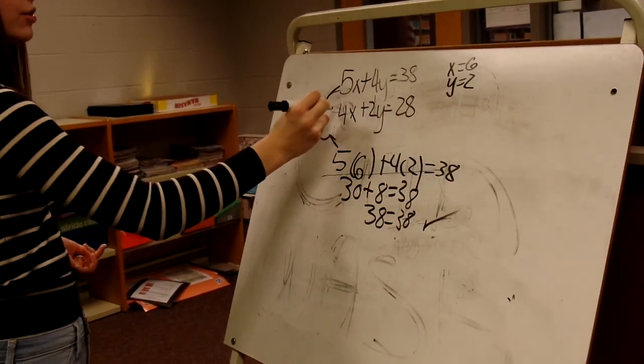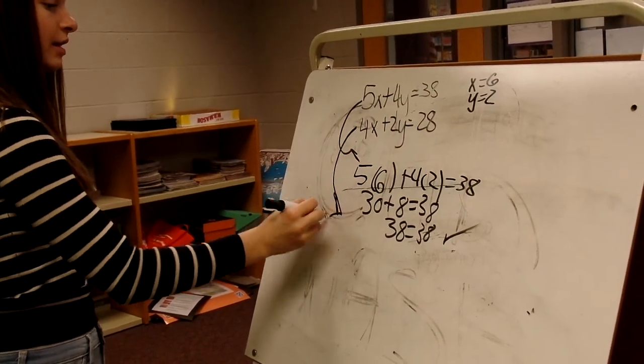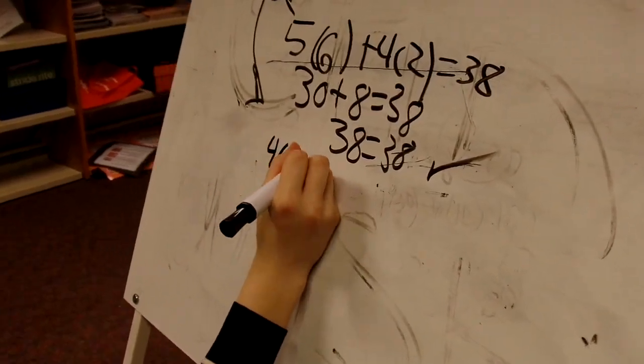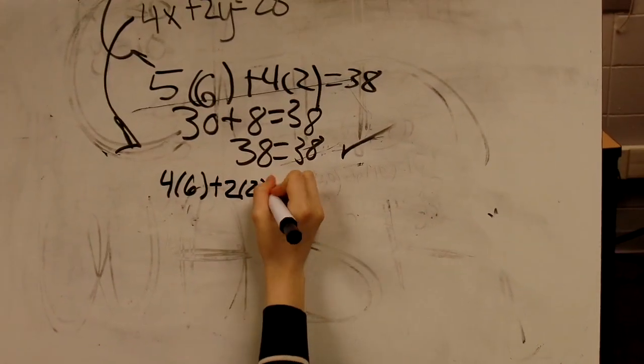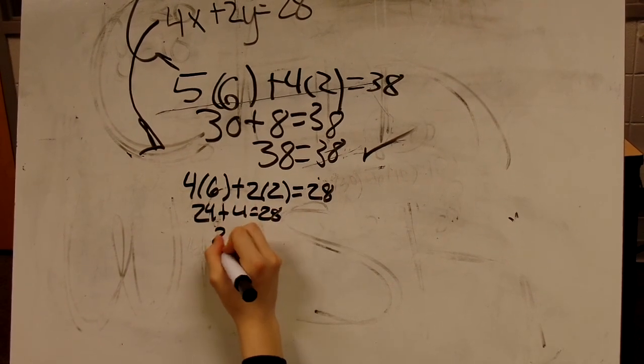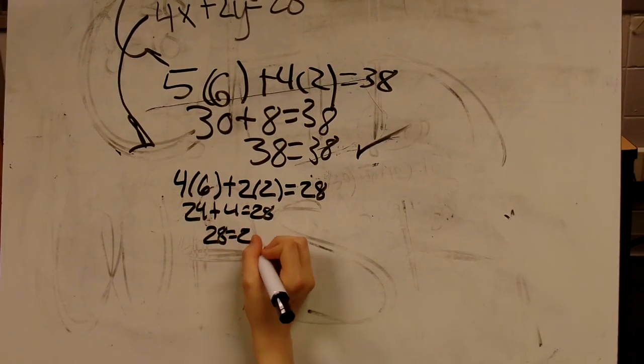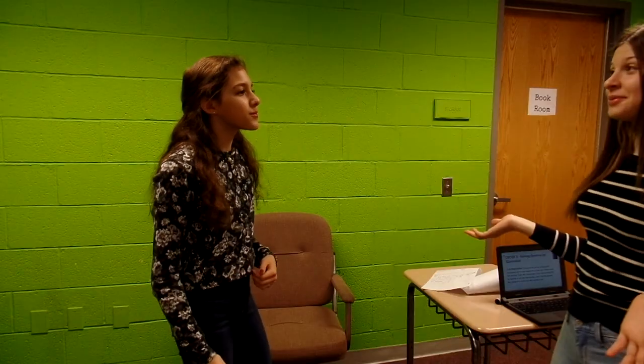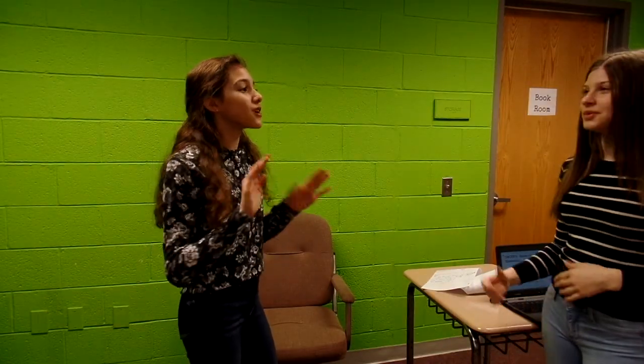So now you're going to take your second equation and do the same thing. Which simplifies to 28 equals 28, and that is correct. Does that make sense? Great, so now we know that it costs $6 to wash a car and $2 to vacuum a car.